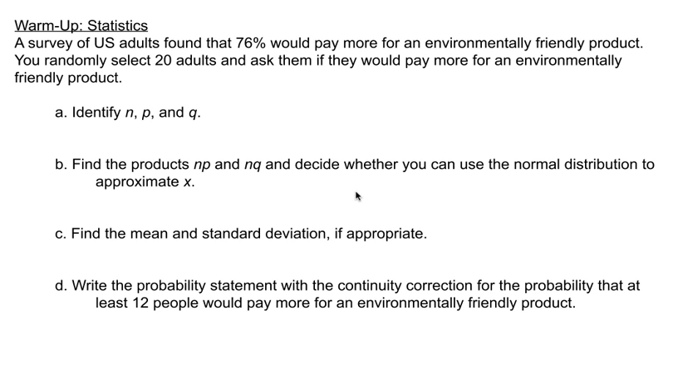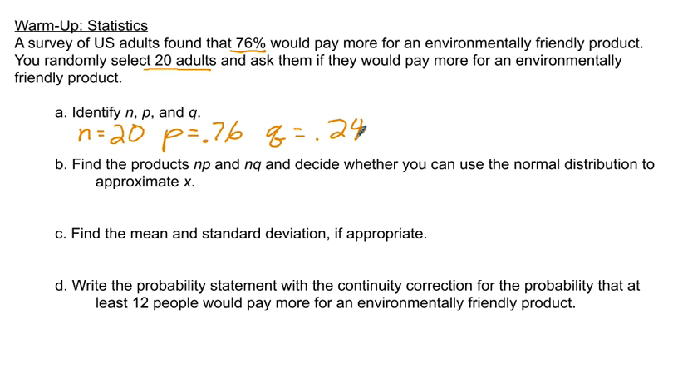Alright, in this situation, a survey of U.S. adults found that 76% would pay more for an environmentally friendly product. So we randomly select 20 adults and ask them if they would pay more for an environmentally friendly product. So N is 20. P, we're asking for more environmentally friendly product, and 76% said they would. So P is 0.76. Then Q will be 1 minus 0.76, so Q is 0.24.